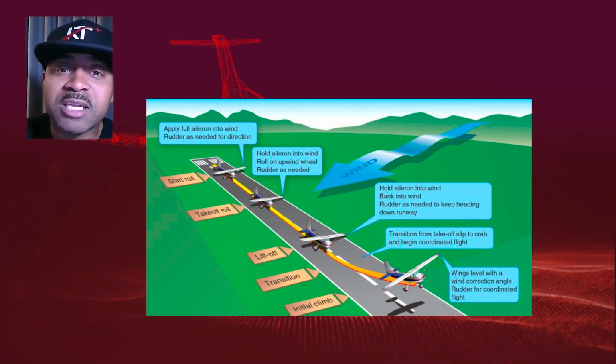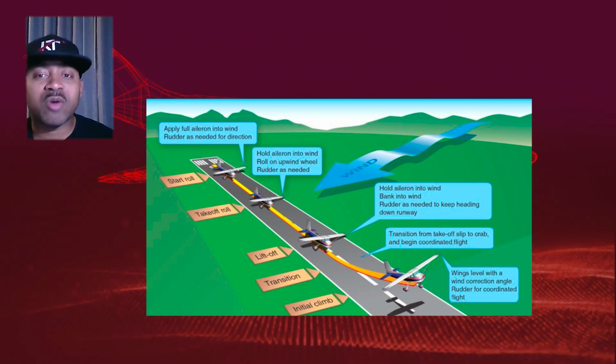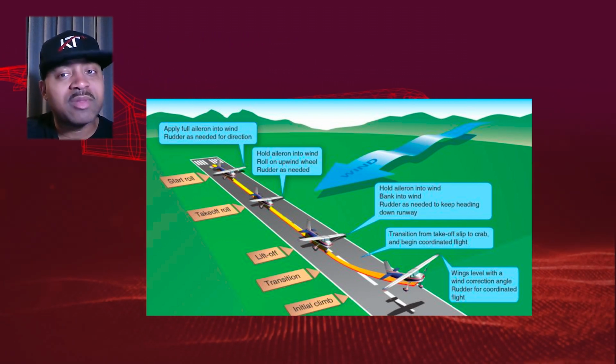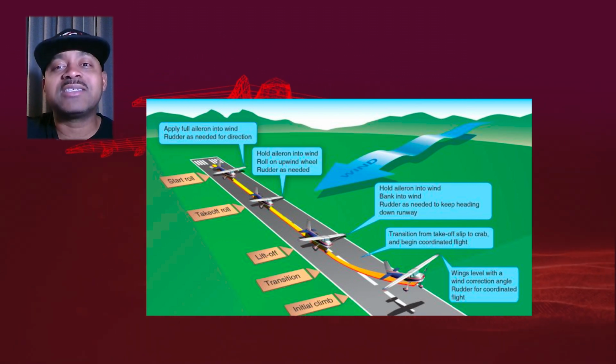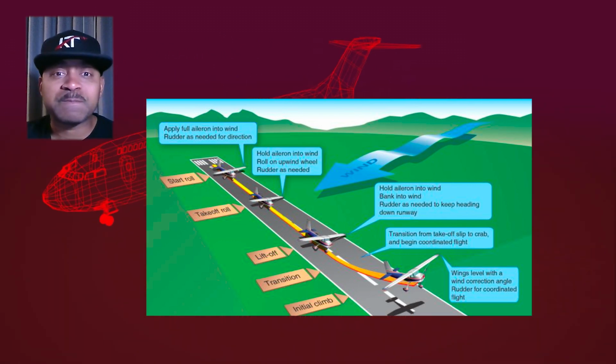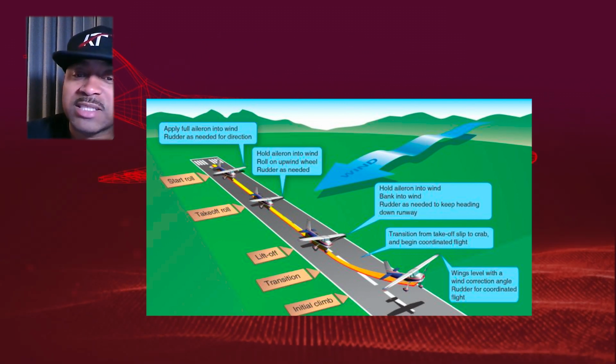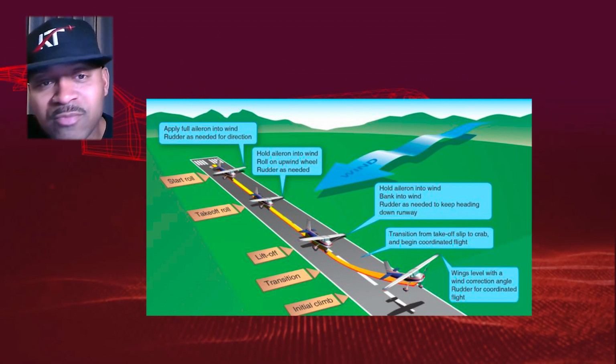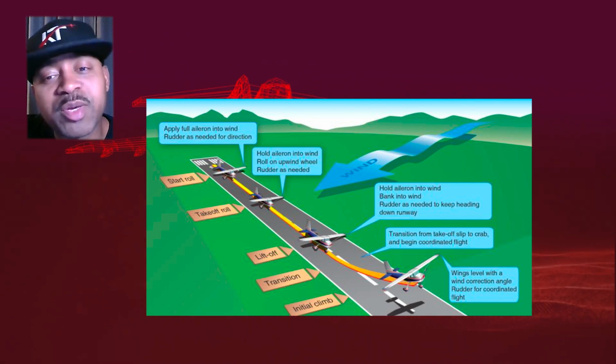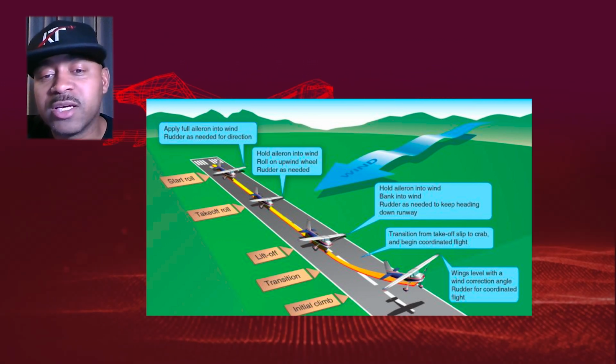And then once you start to lift off, transition into a crab, where you turn into the wind and track as you climb on the centerline. Your wings will be level while you maintain the wind correction angle, so you're over the runway as you're taking off. This diagram has a good depiction of what it's like to take off in a crosswind.